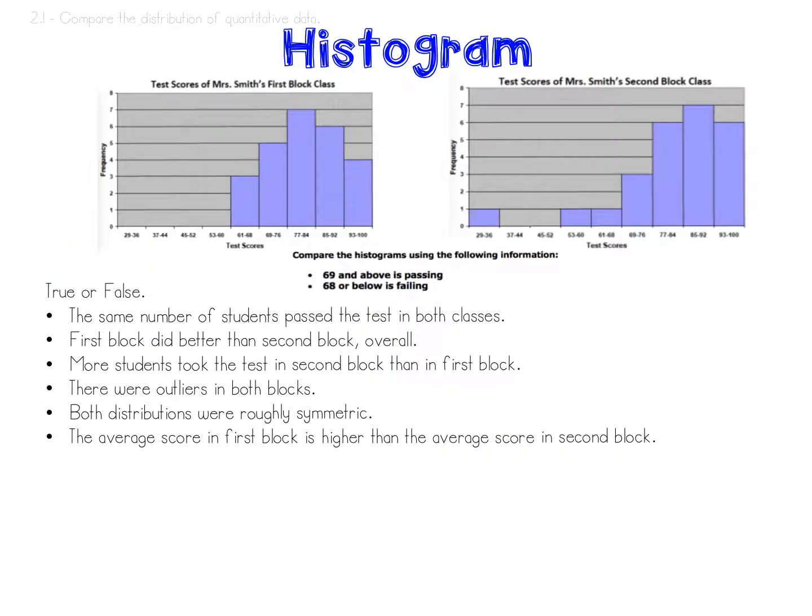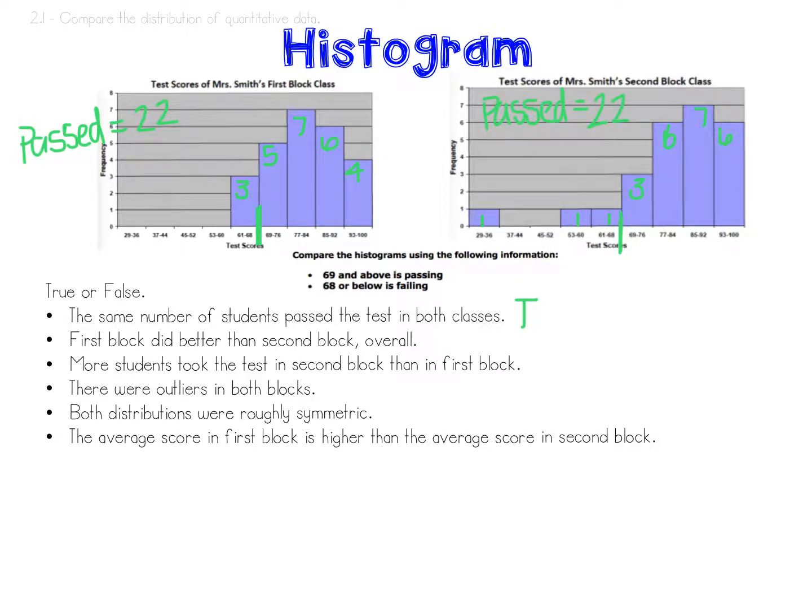All right, so I have 2 histograms. The first one is our test scores in Mrs. Smith's first block class. And then the second one are test scores in her second block class. And I want you to use this information. A 69 and above is passing, and a 68 or below is failing. So when you look at first block and second block, I want you to go through and answer these questions as true or false.